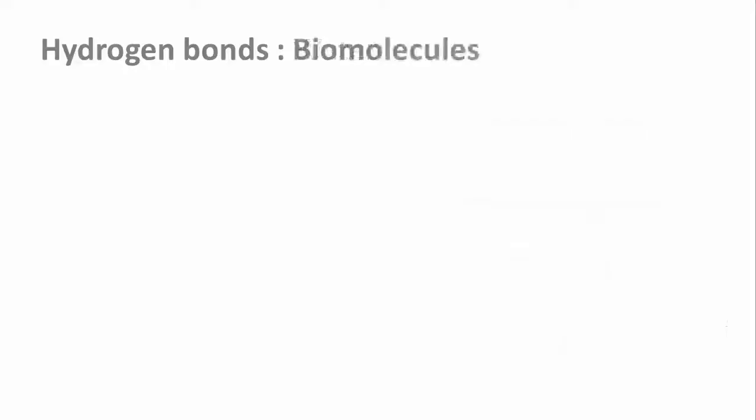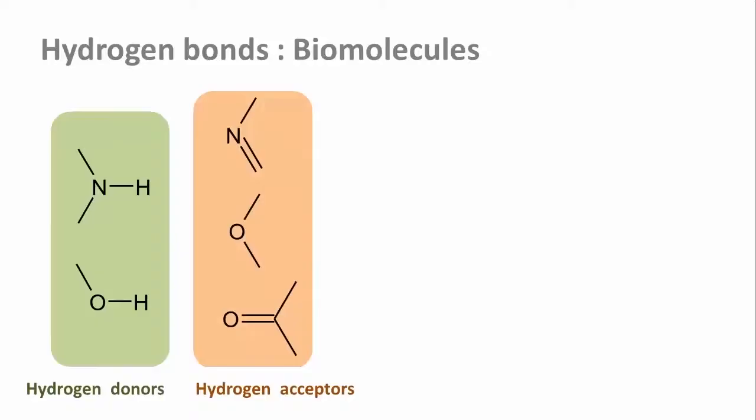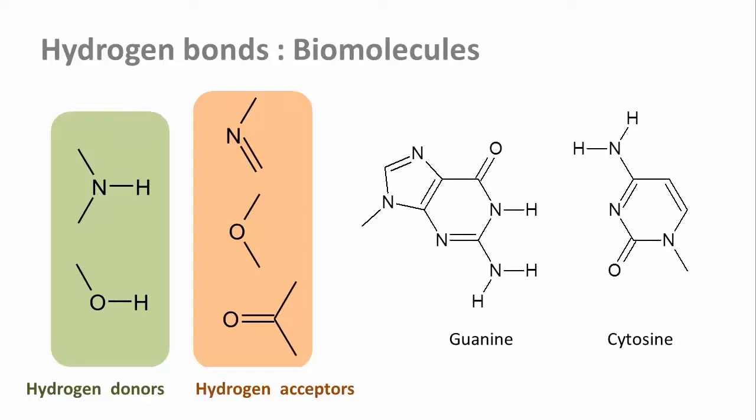In biomolecules, there are really only 2 main types of hydrogen donors, the amino group and the hydroxyl group, and 3 different types of hydrogen acceptors. All of these are common in biomolecules, and hydrogen bonding is essential for the 3D structure and stability of DNA, proteins, and some polysaccharides. Have a look if you can find the hydrogen bonds that hold the guanine-cytosine pair and DNA together.